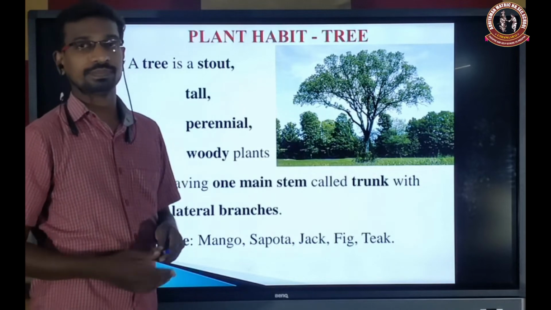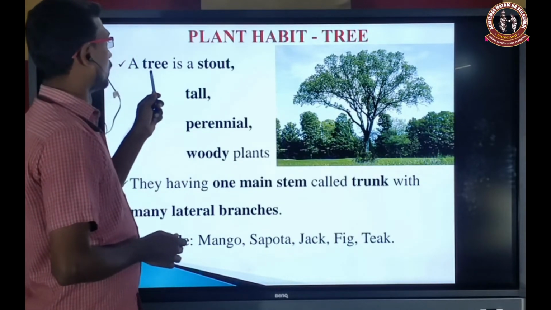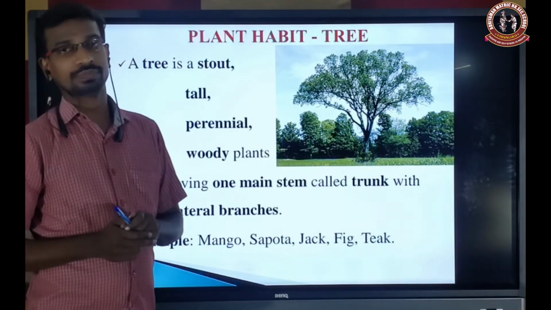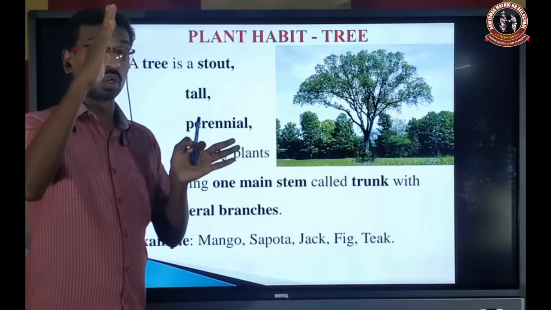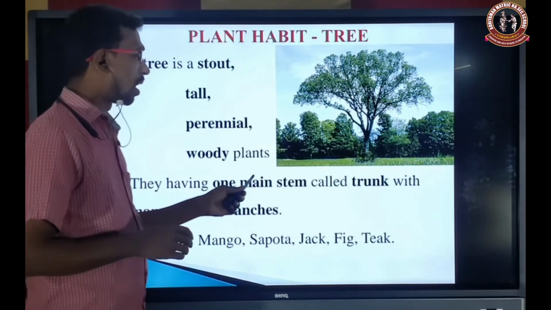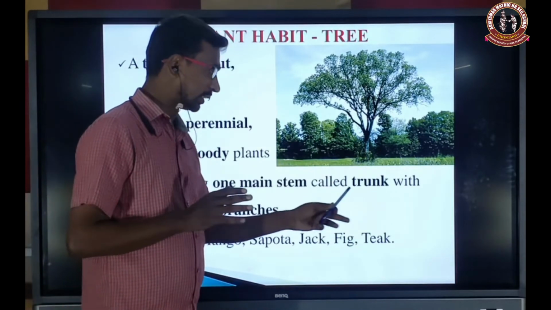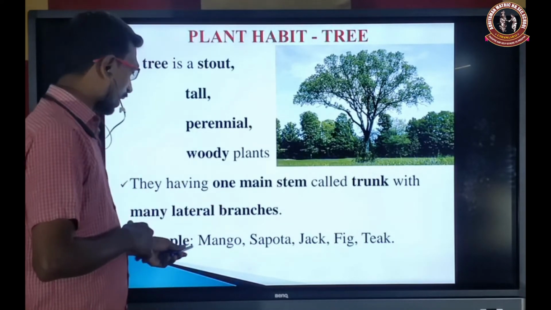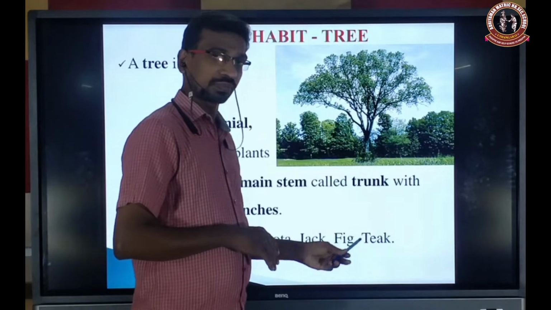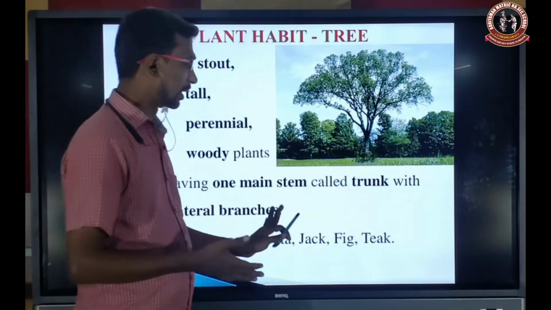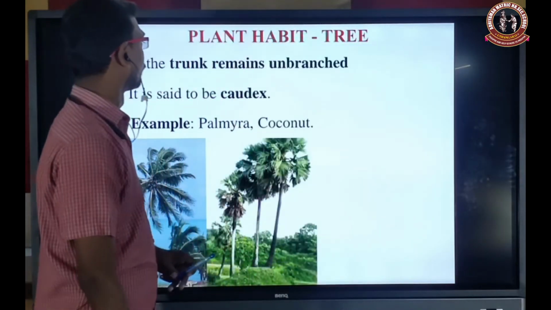Next, the tree. A tree is a sound, tall, perennial woody plant. They have one main stem called the trunk with many lateral branches. Examples: mango, sapota, jack, fig and teak. Not only that, many examples are given, here is one example.